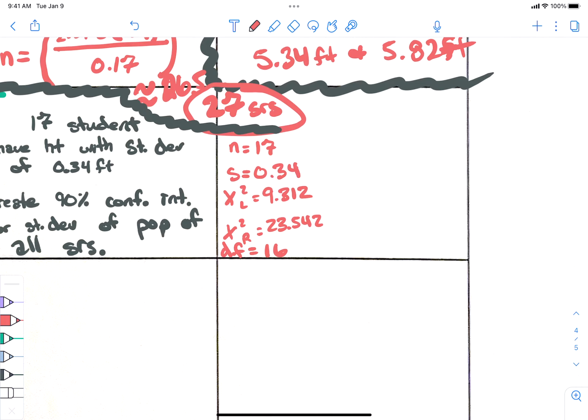The other day? There it is. Yeah, you stole my chart. Oh man. Okay.